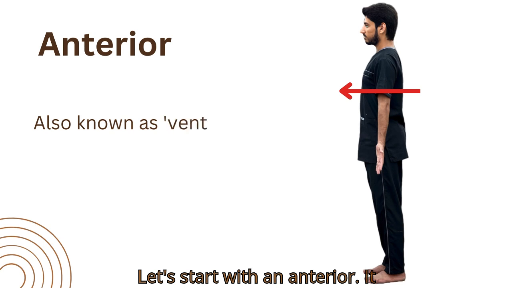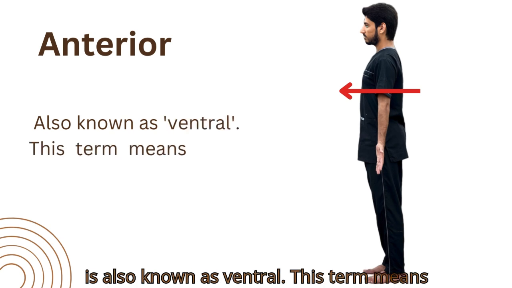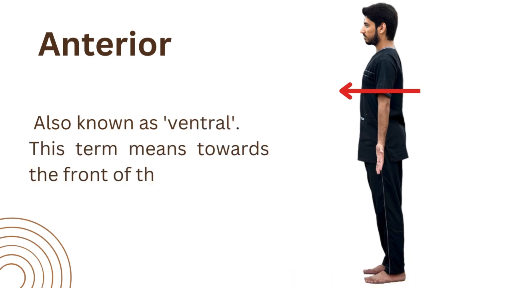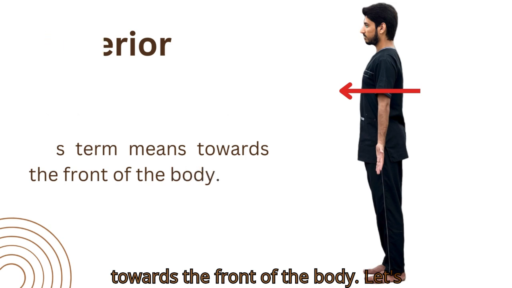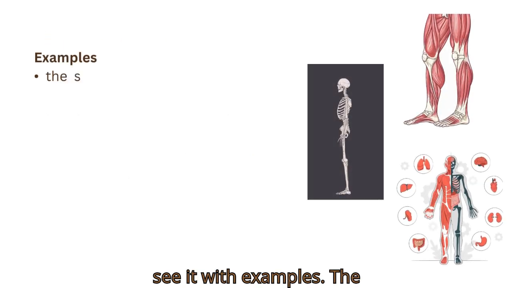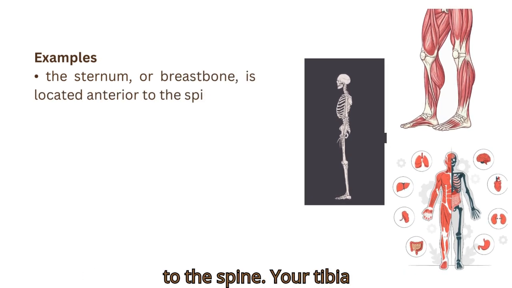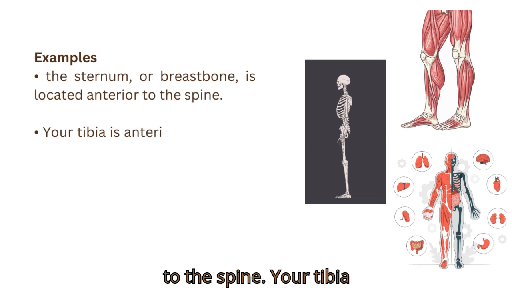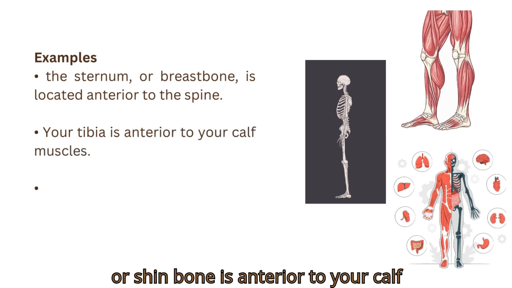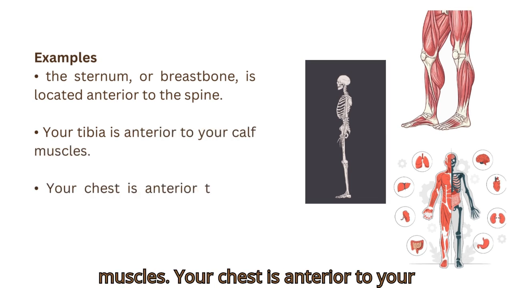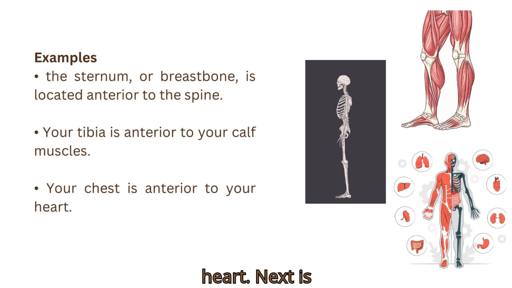Let's start with anterior. It is also known as ventral. This term means towards the front of the body. Let's see it with the examples. The sternum or breastbone is located anterior to the spine. Your tibia or shin bone is anterior to your calf muscles. Your chest is anterior to your heart.